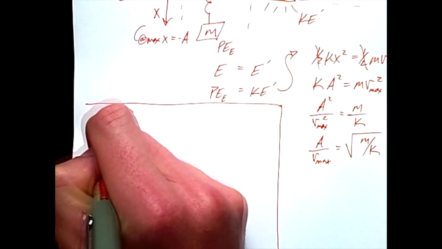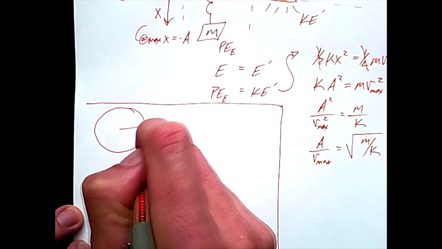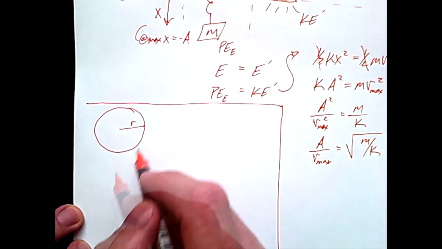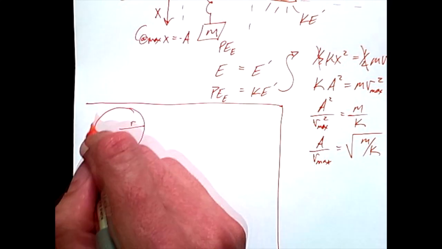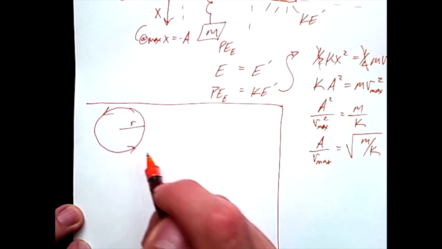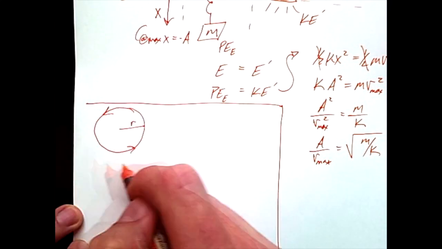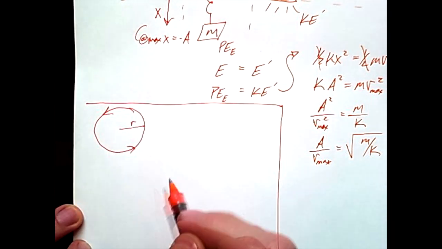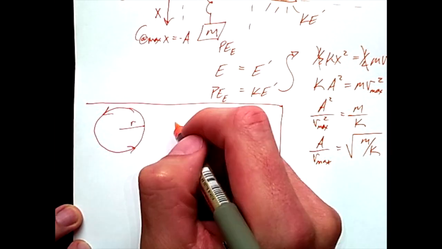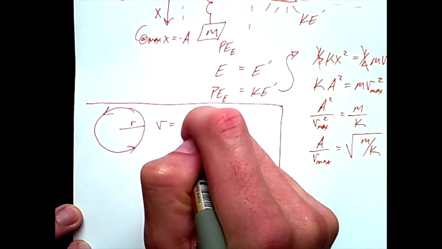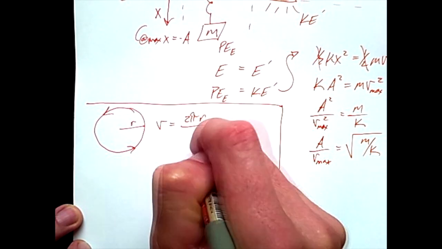And so you can imagine that if we were tracing out a circle, in this case, an object spinning in this way, rotating around a particular circumference in a period of time consistently over and over and over again, we know that the velocity can be described as 2 pi r over t.